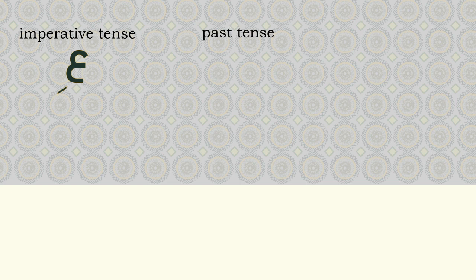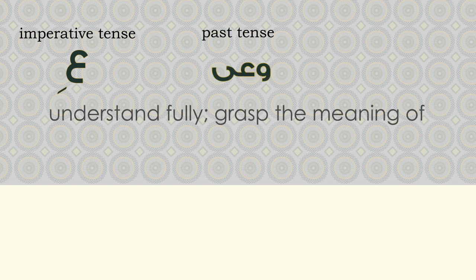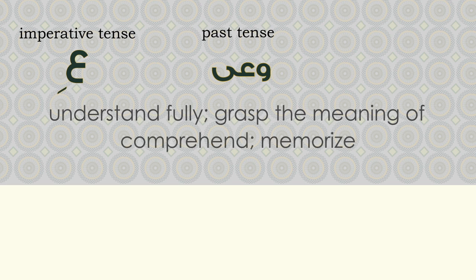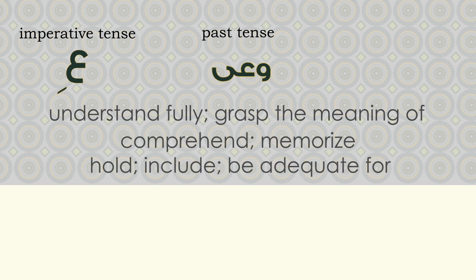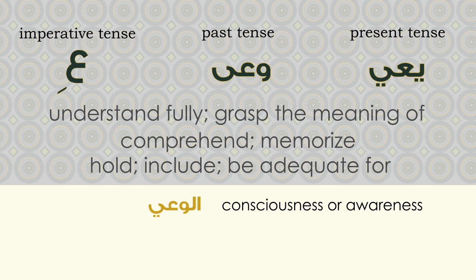Seventh, i. The past tense is wa'a, meaning understand fully, grasp the meaning of, comprehend, memorize, and it also means hold, be capable of holding, include, be adequate for, and so on. The present tense is ya'i. The word al-wa'i means consciousness or awareness. The word wi'a means a container or a bowl.